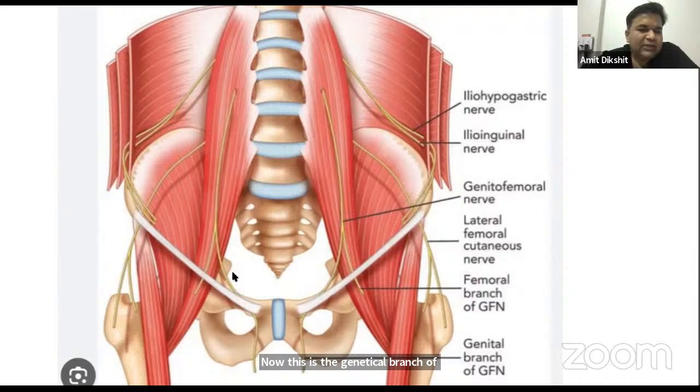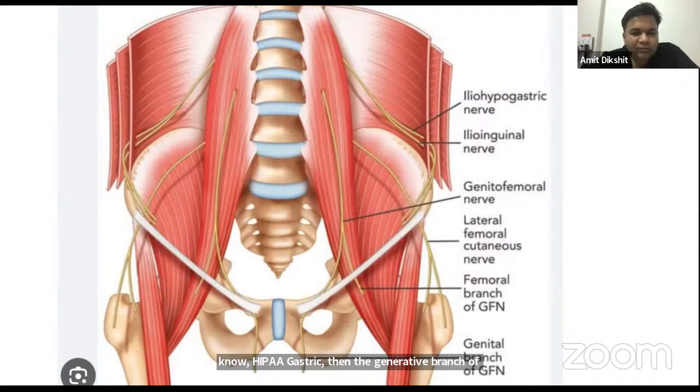So this is just a local infiltration. So TAP block, addressing specifically the ilioinguinal, iliohypogastric, then the genital branch of genitofemoral, and the midline local infiltration will provide very good quality of hernia block.